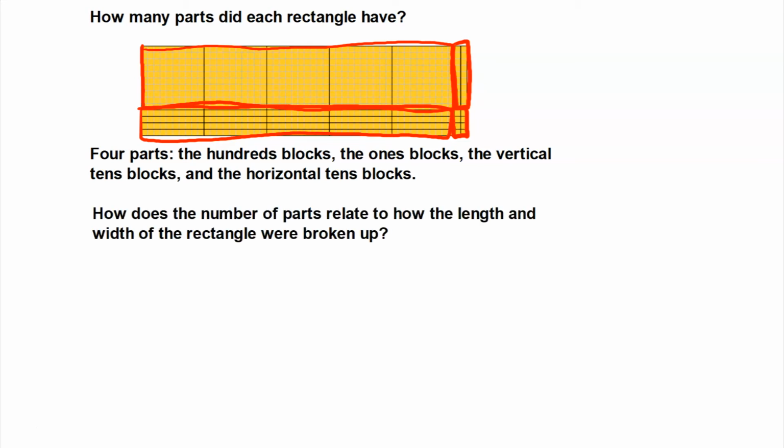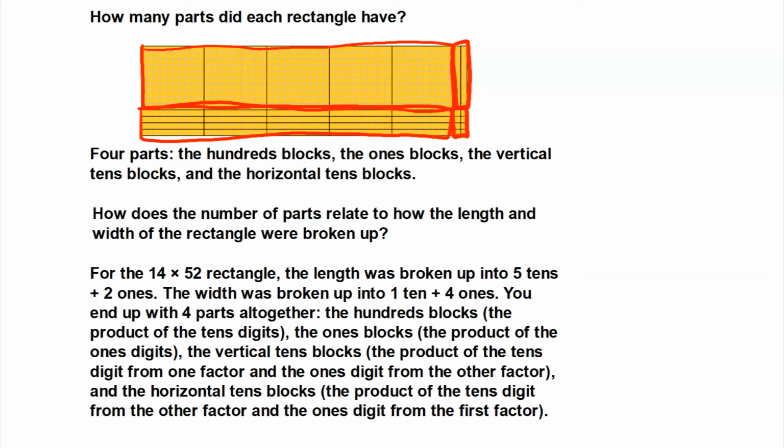How does the number of parts relate to how the length and width of the rectangle were broken up? For the 14 by 52 rectangle, we can see that the length was broken up into 5 tens, so across here is the 5 tens, and then 2 ones. The width was broken up into 1 10 here, and 4 ones. So you end up with 4 parts altogether. You've got the hundreds block, the ones block, the vertical tens block, and the horizontal tens block.